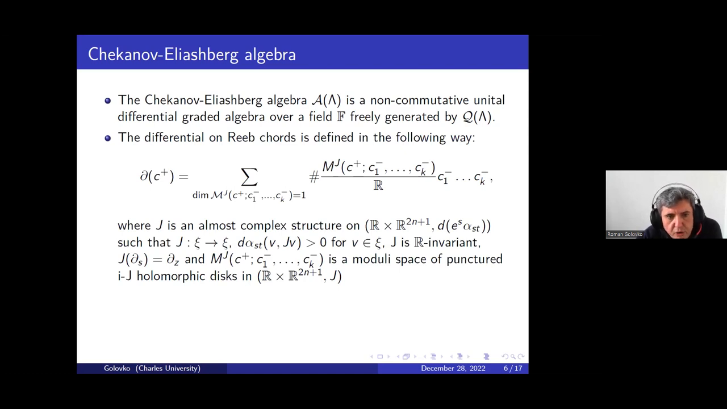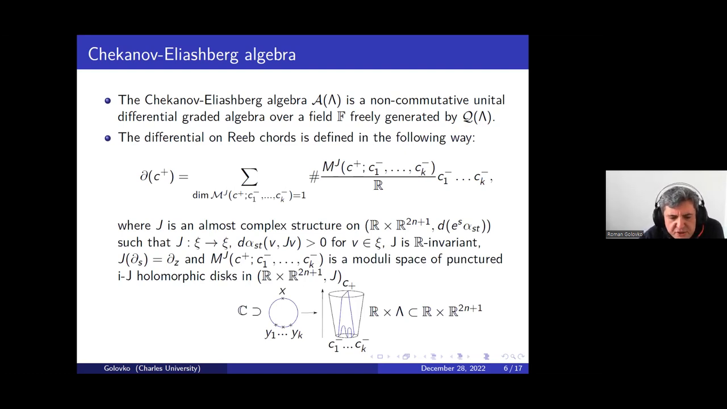And so the more interesting thing is the differential. The differential comes from a count of certain rigid holomorphic curves. From this perspective, this Chekanov-Eliashberg algebra business, and in general, Legendrian contact homology business, can be seen as part of symplectic field theory. So let me explain what the differential on a Reeb chord is, what the differential on one of the generators of this algebra is.